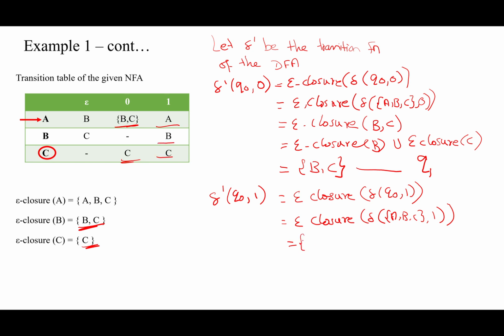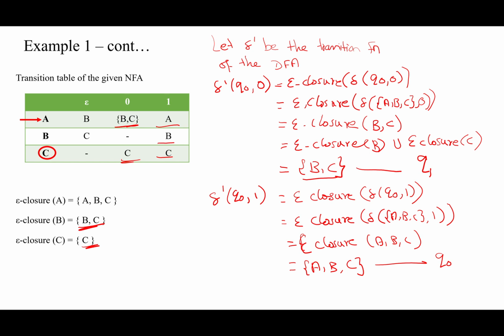So epsilon closure of A, B, C. When you are taking the union, the epsilon closure is A, B, C. So this state is already available. It is Q0 here. Now we got the new state BC, right?